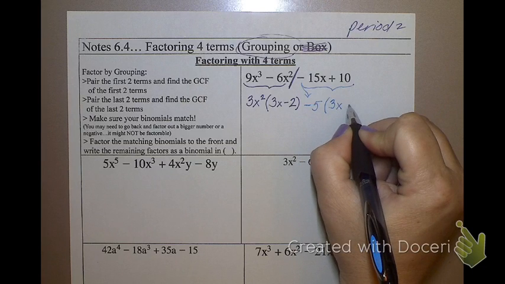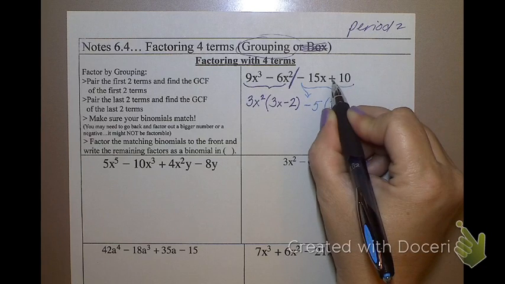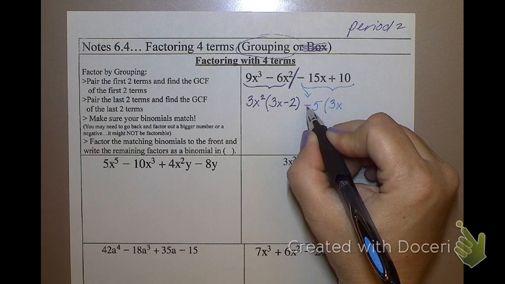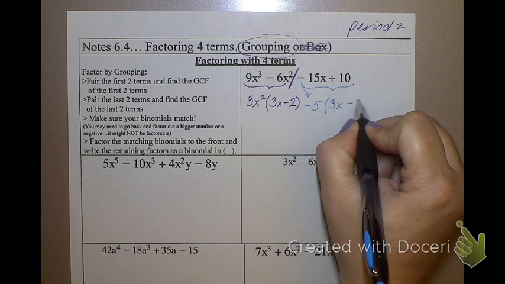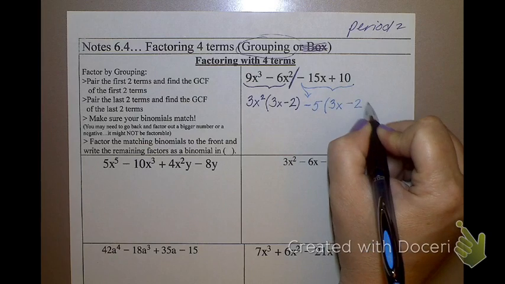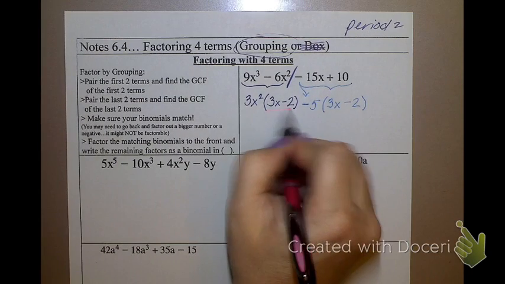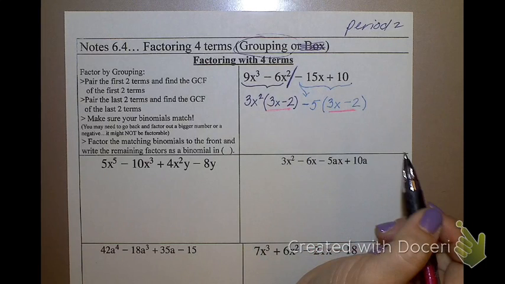3x, what? Now a lot of people are tempted to put a plus 2 because that's a plus. But there's a problem. I took out a minus. So I need to put a minus 2 so that way the negative 5 times the negative 2 gets me that positive 10. So I have to be careful there. Now, if I did this correctly, I should notice something about those 2 parentheses. They're the same. That means I did it correctly.